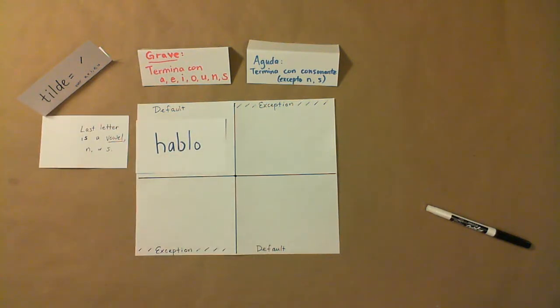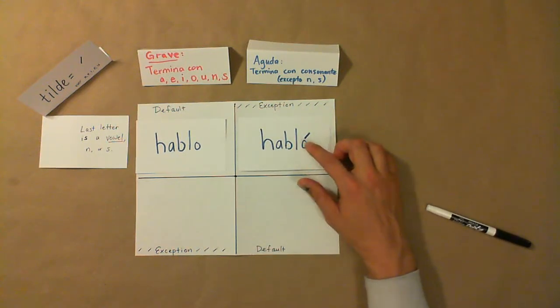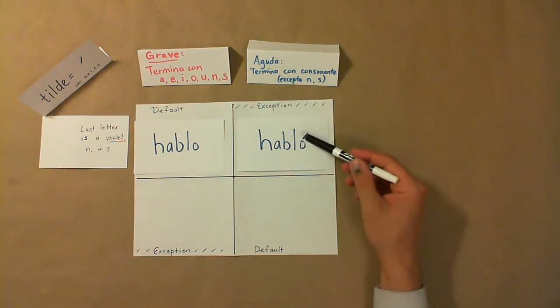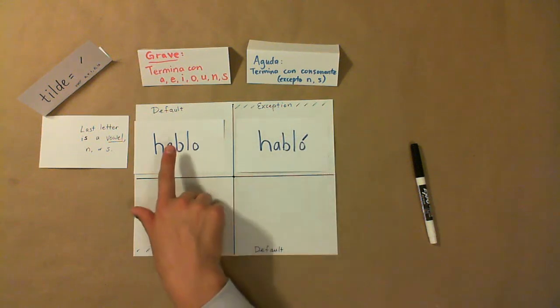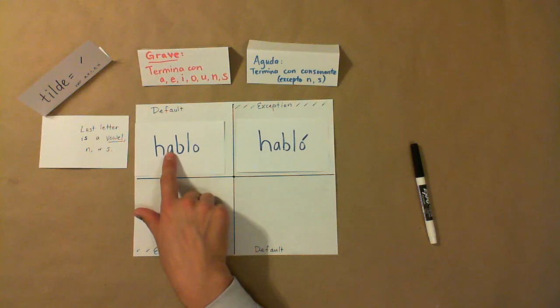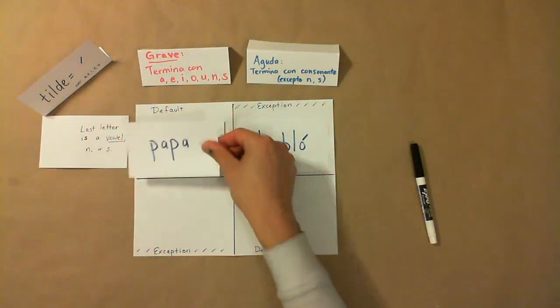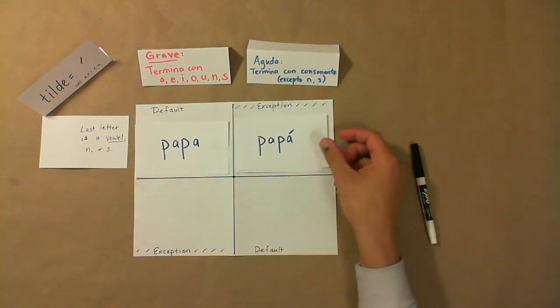Well, then how would you say habló, meaning I spoke? Habló is aguda, and the last letter is a vowel, but this is an exception. I put these marks here just to remind you that exceptions have the tilde over the vowel. Hablo, habló. Notice we don't put an accent mark on the A here, because by default it sounds like hablo. Here's another example. How do you pronounce this word? Papa, which means potato. And how do you pronounce this word?